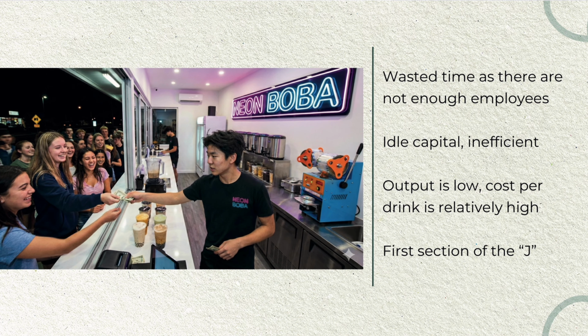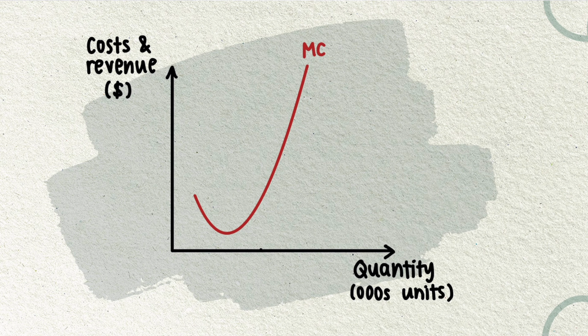So for instance, in a small bubble tea shop, the business has just started and there are 2 employees, but as you can see, there is a load of customers waiting to be served. You can see that there are a few problems here. There's clearly not enough employees to serve these people. So the impact of this is wasted time. As you can see, there's idle equipment, which makes it very inefficient. As there are only 2 employees, output is very low, and the cost per drink is relatively high. So in this example, we are at the first section of the J, which is illustrated here, as this indicates cost per drink is relatively high at a very low output.